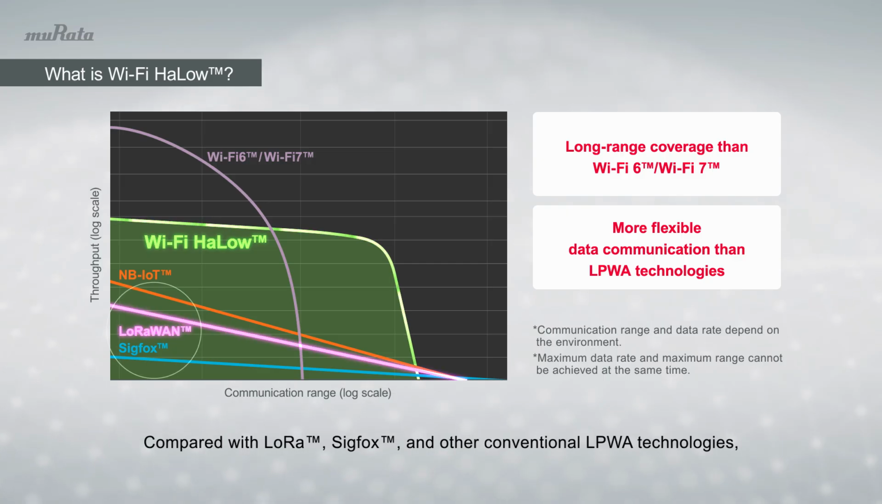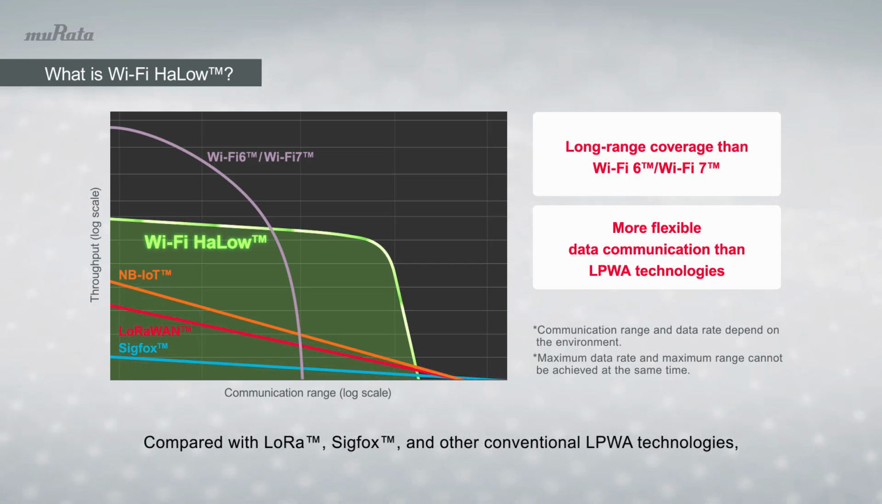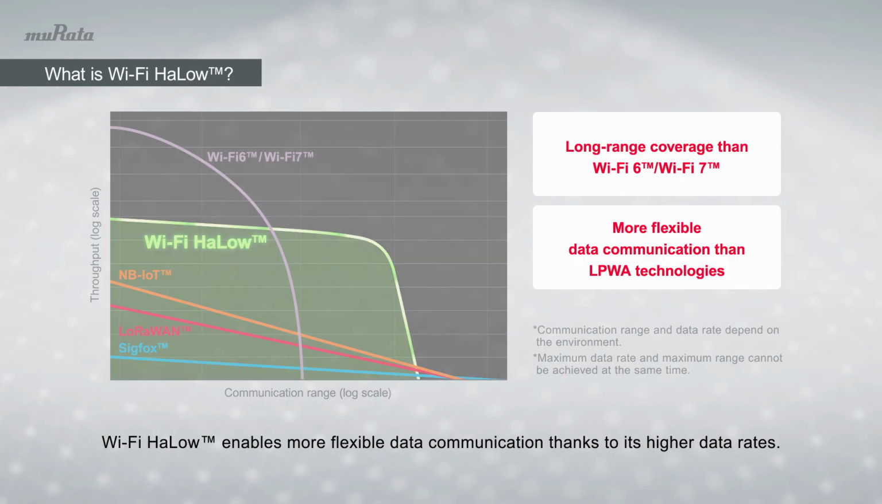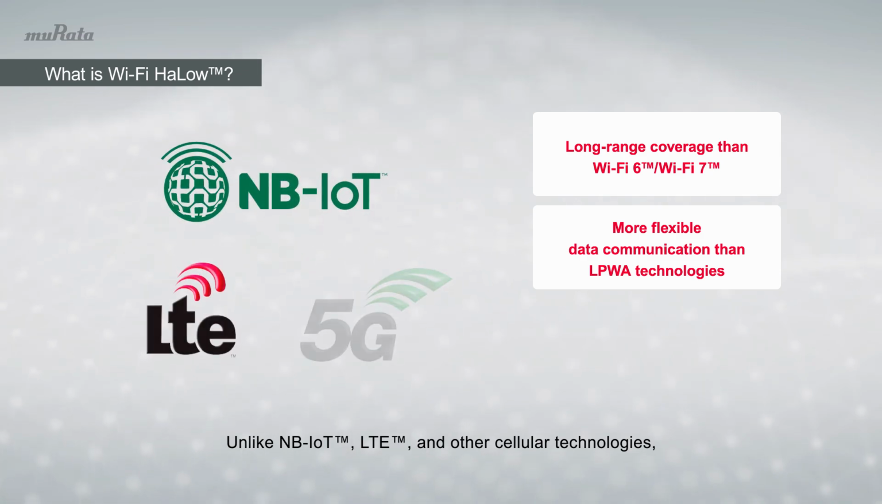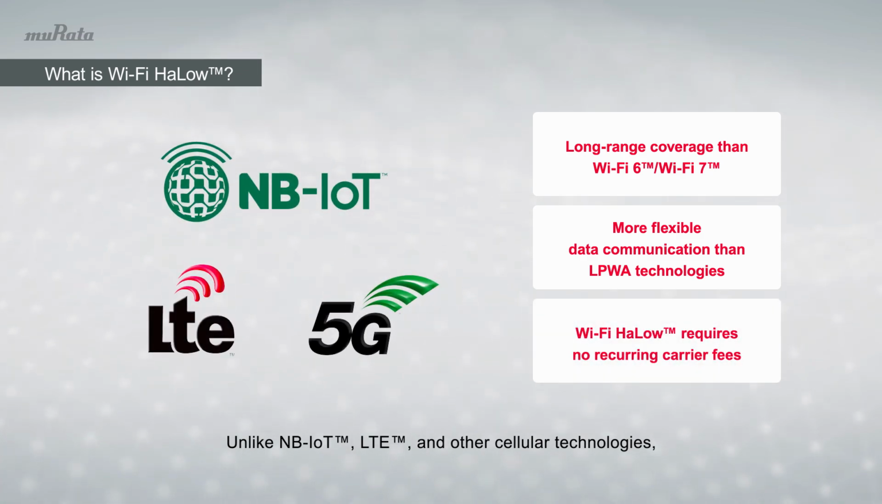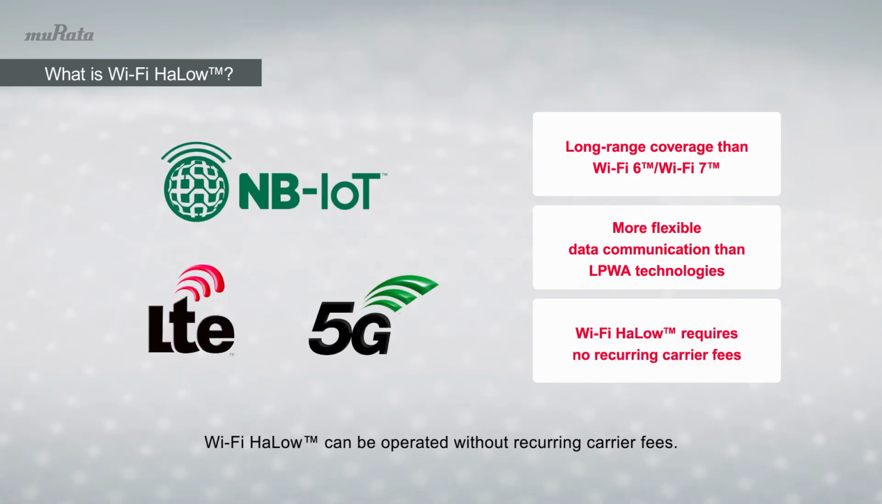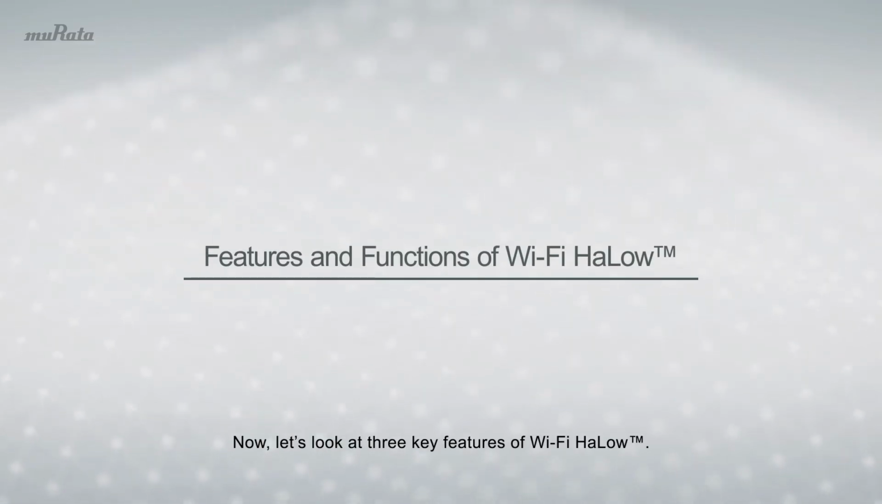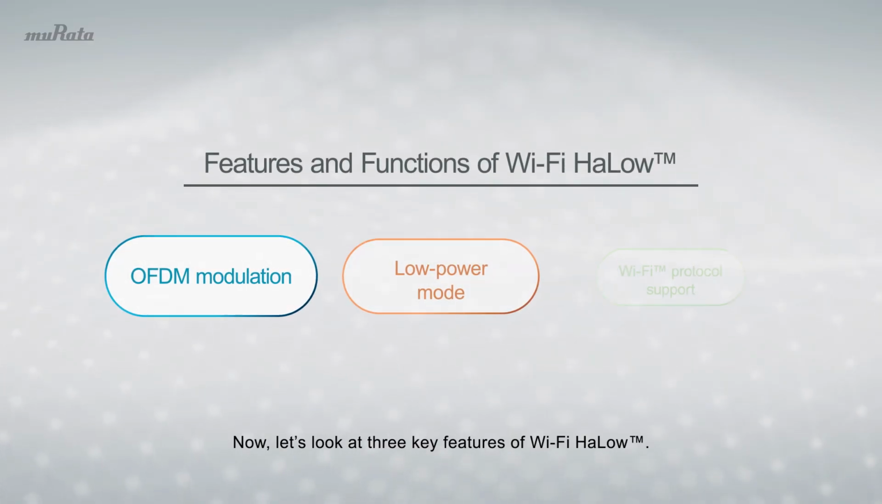Compared with LoRa, Sigfox, and other conventional LPWA technologies, Wi-Fi HaLow enables more flexible data communication thanks to its higher data rates. Unlike NB-IoT, LTE, and other cellular technologies, Wi-Fi HaLow can be operated without recurring carrier fees. Now, let's look at 3 key features of Wi-Fi HaLow.